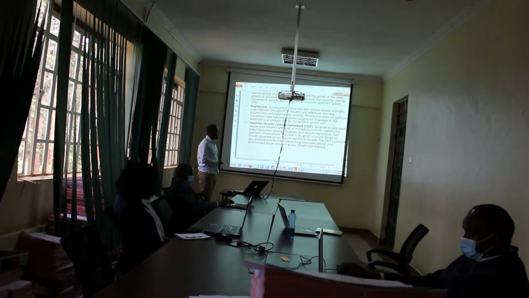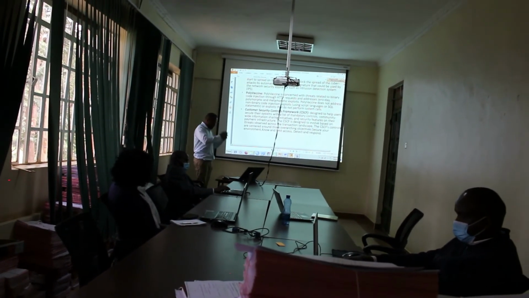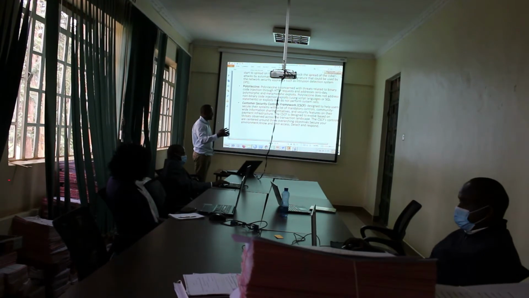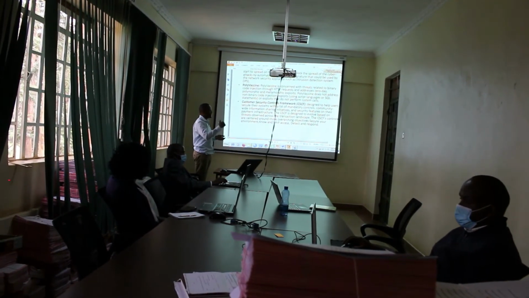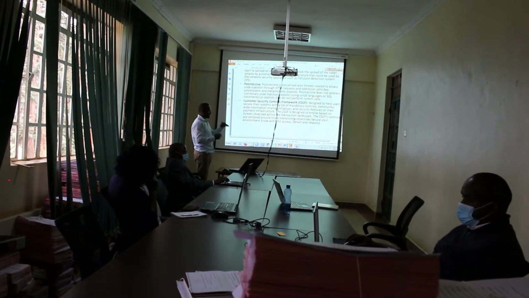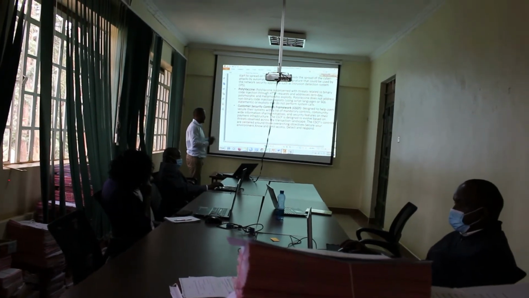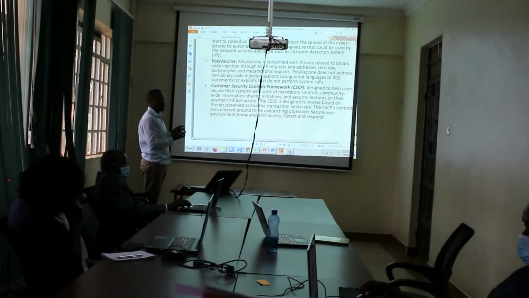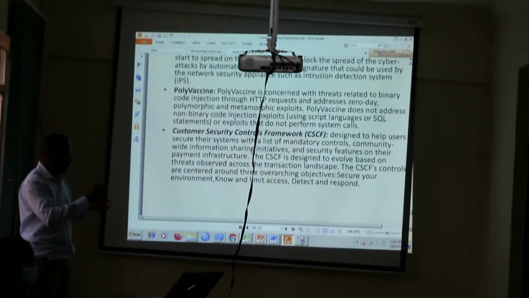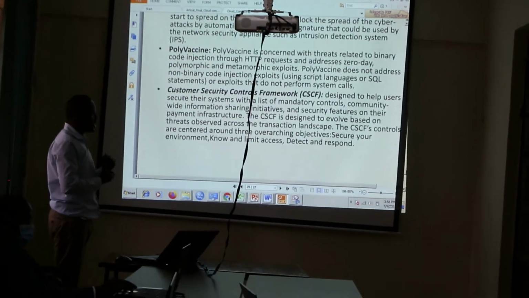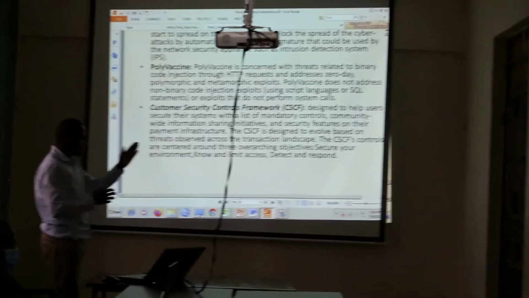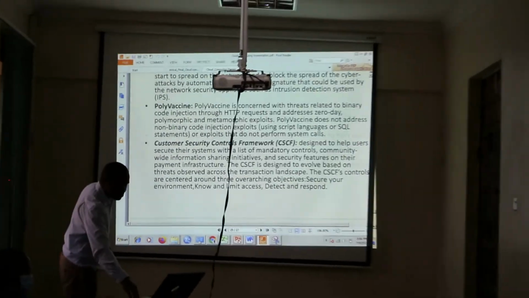So the Customer Security Control Framework is more of a framework based on financial transactions. Those transactions run across different institutions, so you have to have a standard on how they are transacted across those networks. In that case, you have three levels of controls. First, secure your environment: you have standards and policies to address that environment. The second is know and limit access: you have standards and policies to address and limit access to transactions or the systems being used. The third is detect and respond, which is really the last issue, because the first two have failed. So the final one is the detect and respond framework.